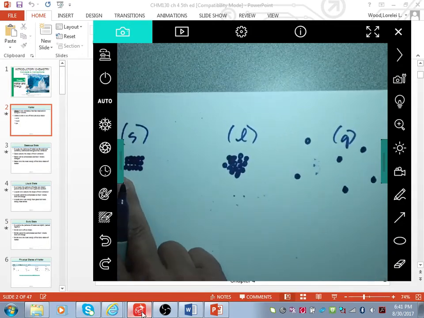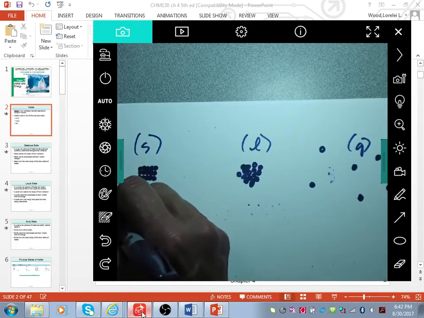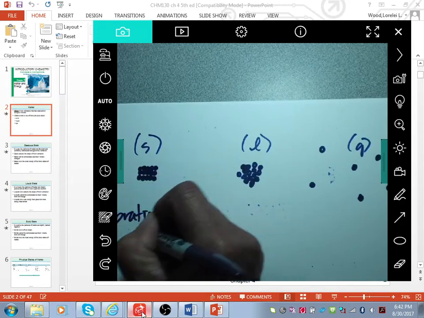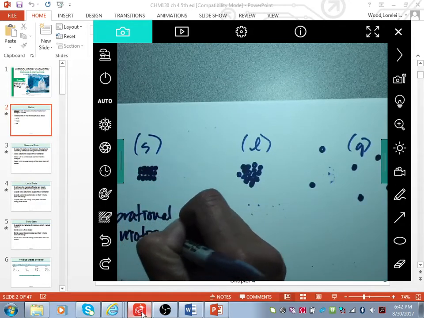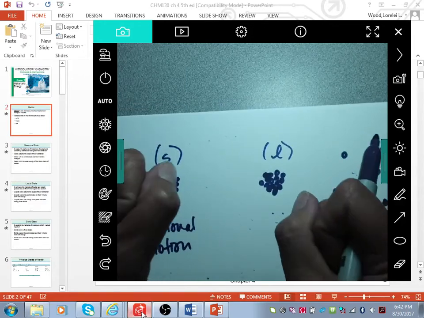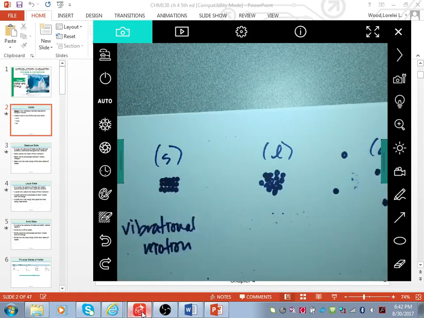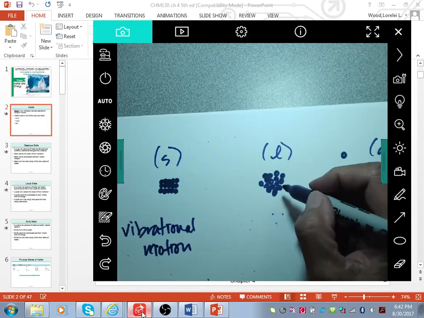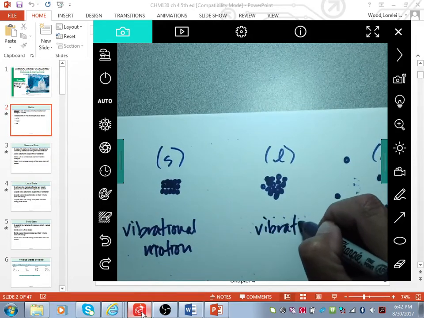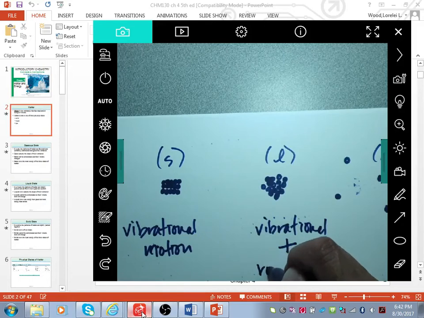All right, when you start with solids, we have what we call vibrational motion. The particles of the solid can simply vibrate back and forth around a fixed point. So they can only vibrate. If you add more and more energy to them, what happens to the speed of their vibrations? They start to speed up more and more until they speed up so much that they add a mode of motion. Here, liquids have vibrational plus rotational motion.